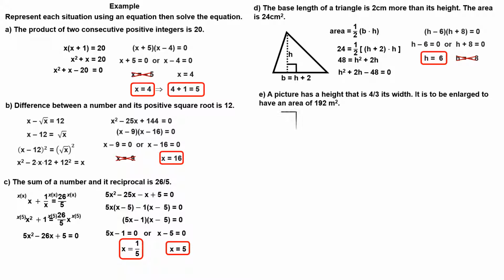Let's draw the shape. The height is defined in terms of the width, so let x stand for the width of the shape. The height is 4 over 3 the width. Now we need to solve this area equation for the value of the width. We cannot have a negative width.